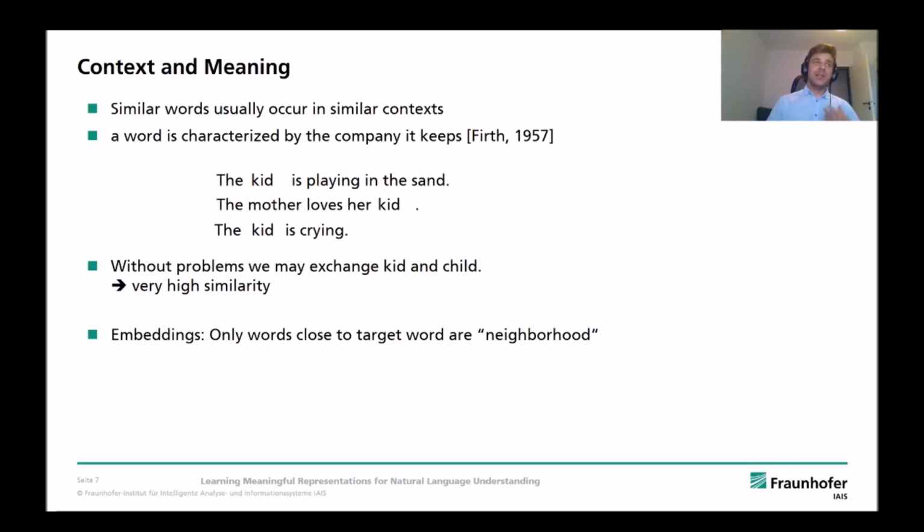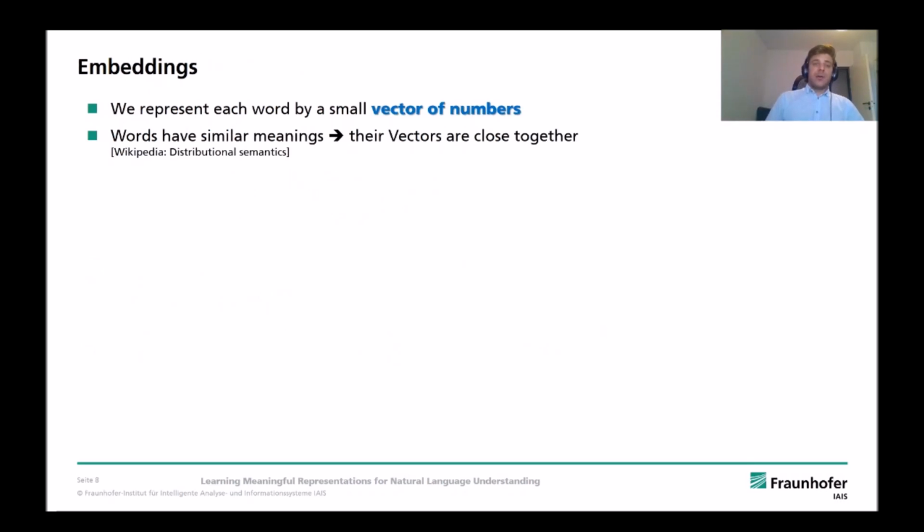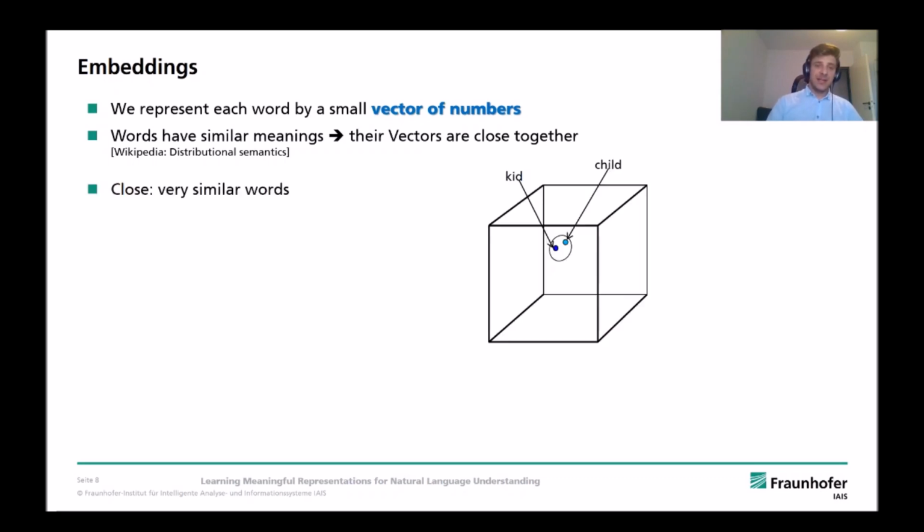And in these embedding methods, which we're going to look at now, the hypothesis is that words close to a word which we're trying to represent, our target word, are the neighborhood of this word. So we're typically just looking at a small window to the left and to the right of each word and say that this is the company that this word keeps, its context. So we're going to represent each word by a small vector of numbers. And words which have similar meanings should have vectors which are close together in the vector space. So kid and child should ideally be very, very close in the vector space. And in an ideal text representation space, they would probably have the same exact vector representation.